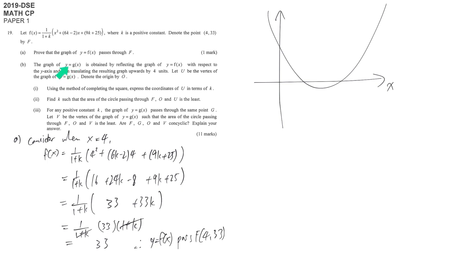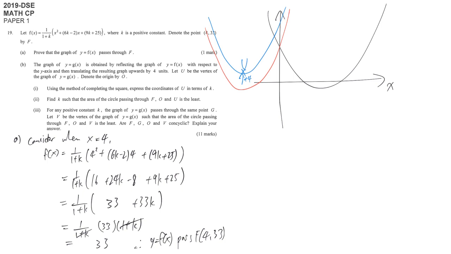In part B, they say that there is another function related to f. From f(x), we reflect it with respect to the y-axis, maybe it's like this. My drawing is not very good. It should be symmetric. And then translate it upward by 4 units. So move it by 4 units. Let U be the vertex of the new graph. So we have point U here.